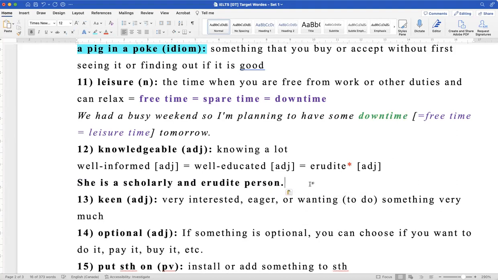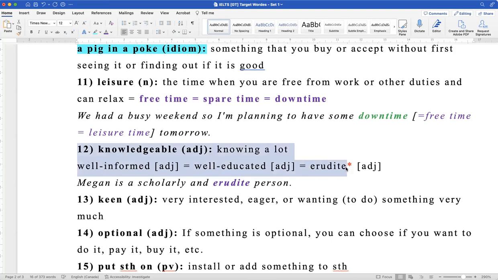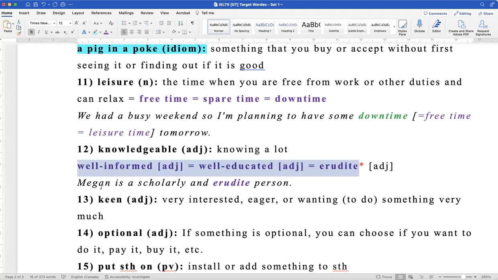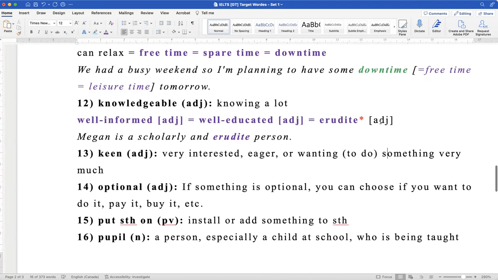So when we say, for example, Megan is a scholarly and erudite person, this means a knowledgeable person. A person who knows a lot about a specific subject or topic. So these are some synonyms for the word knowledgeable. Yeah, it's also an adjective.